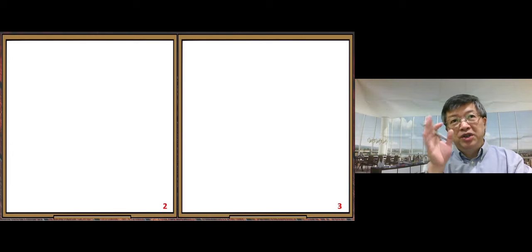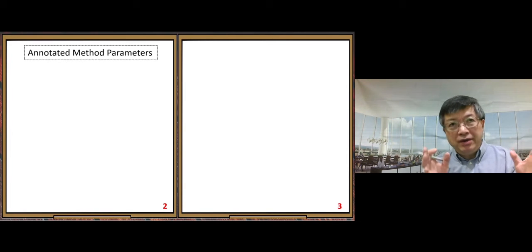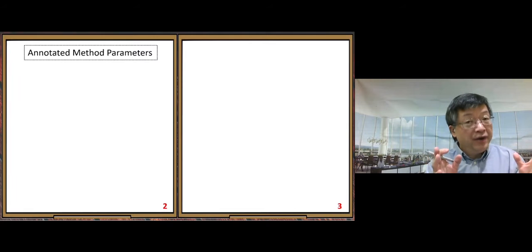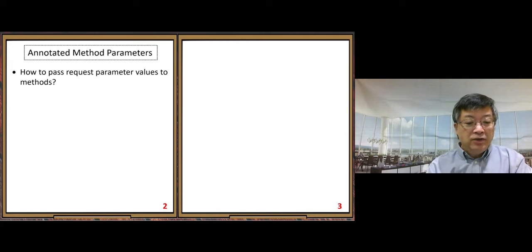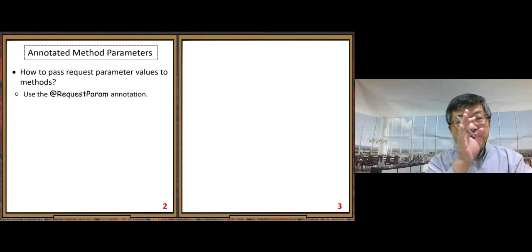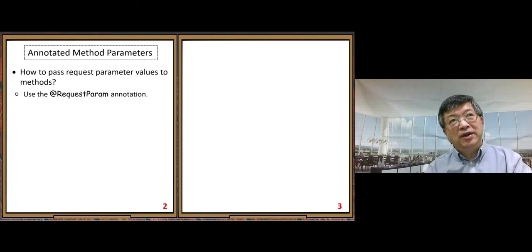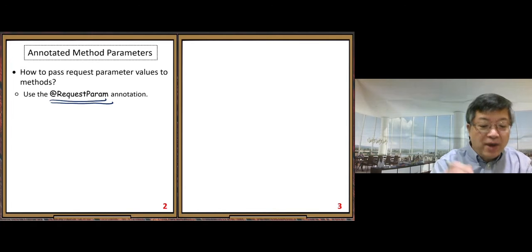Then some more discussion about annotated method parameters. Here we talk about the general rules, but to understand these rules, we need concrete examples. How to pass request parameter values to methods. All right, so here there is another annotation, the @RequestParam annotation, to pass request parameters to methods.